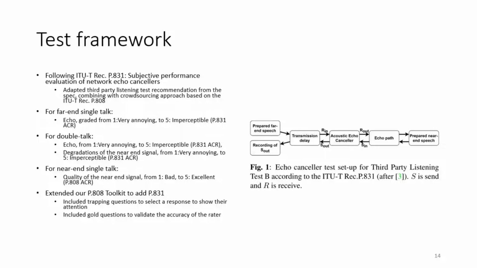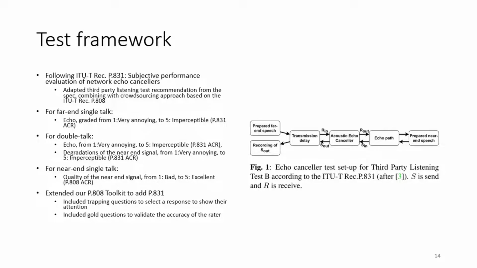The closest standard for our needs is P.831. We adapted the third-party listening test from this specification and combined the crowdsourcing approach used in P.808. For far-end single talk, we measured the quality of echo impairment rating from very annoying to imperceptible. For double talk, we measured both the echo annoyance and the degradation of the near-end signal. For near-end single talk, we measured the quality of the near-end signal using P.808.